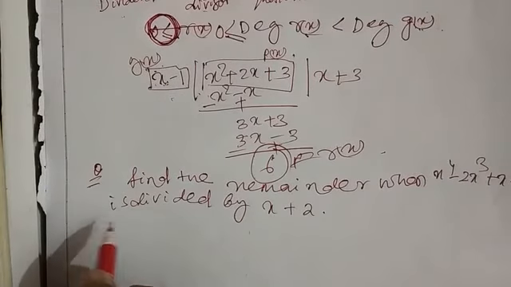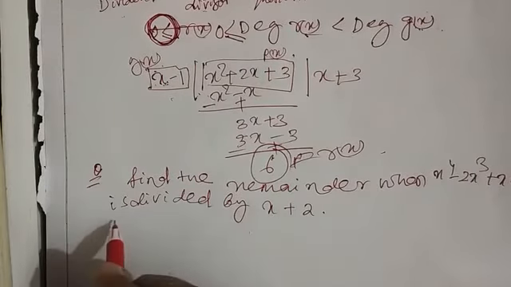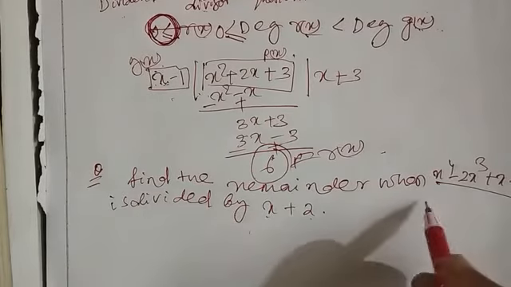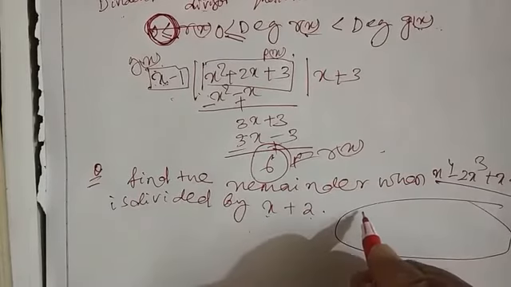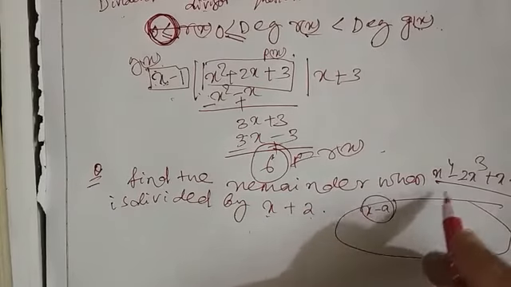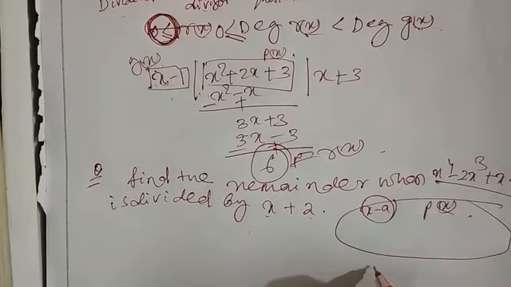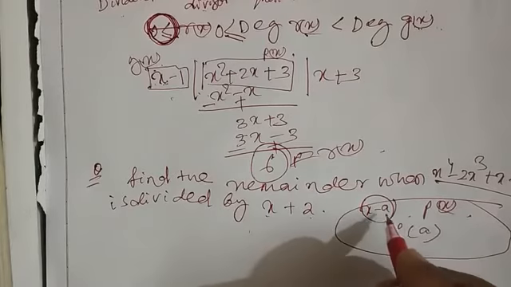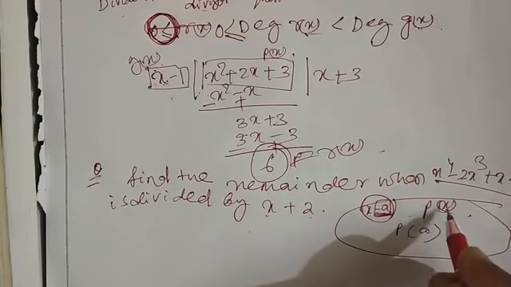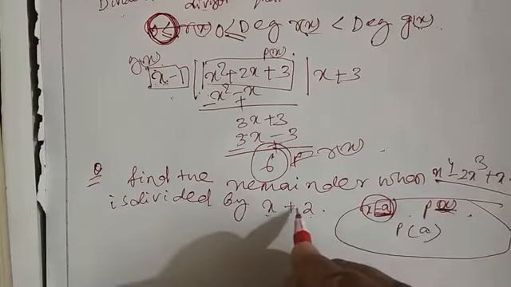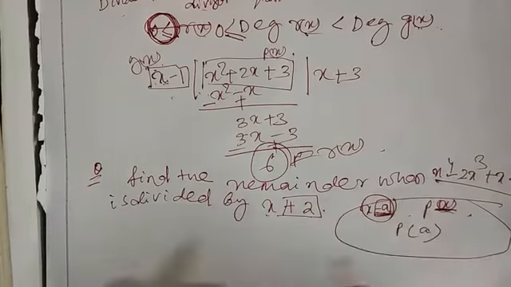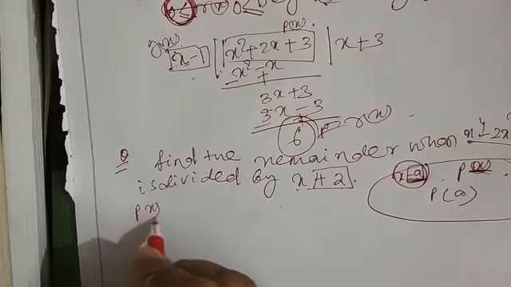Now here, when I divide this polynomial by x plus 2, what is the remainder? What does my remainder theorem tell? When a polynomial p(x) is divided by x minus a, then the remainder is p of a. Means make the sign change of this part and put in place of x. So if I make the sign change of 2, then what I shall get? Minus 2.